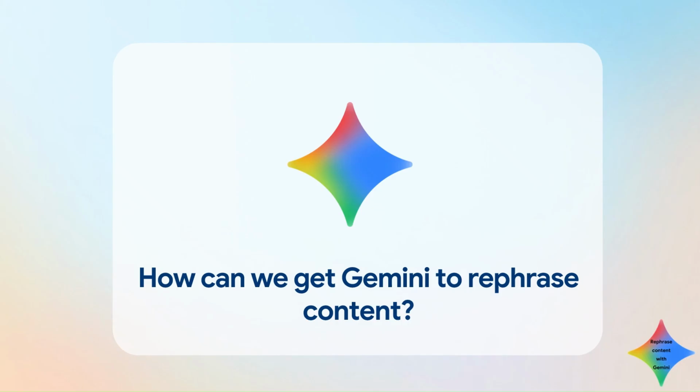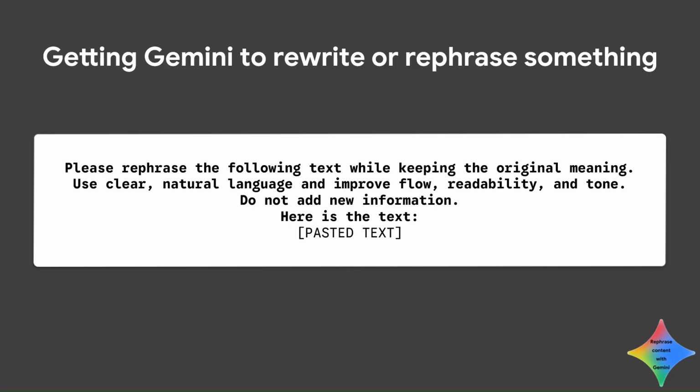So here on screen we have a prompt that is similar to, if not identical to, the prompt I used for Copilot, and Gemini uses the same logic too. Here it says, please rephrase the following text while keeping the original meaning. Use clear, natural language and improve flow, readability, and tone. Do not add new information. Here is the text, and then you'll paste in the text that you want Gemini to rephrase.